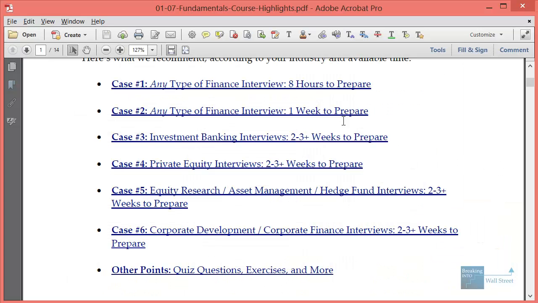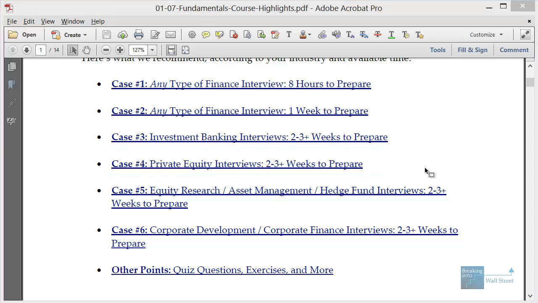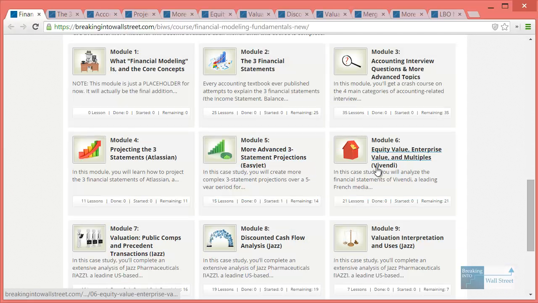But if you have much more limited time or you're aiming for certain roles, so for example, you know that you're going in for private equity interviews, then you don't necessarily want to go through everything here sequentially. You can and should skip around and focus on certain material and certain lessons and skip everything that is not relevant. The way this course was designed, we really wanted to cater to all roles.